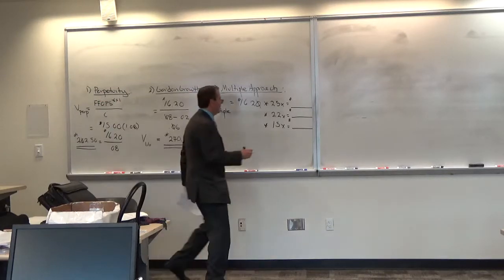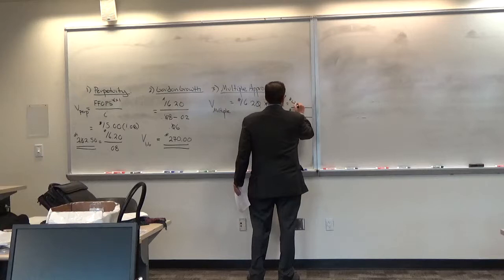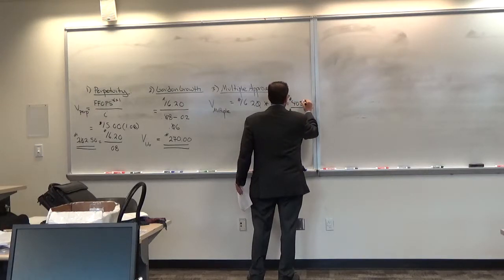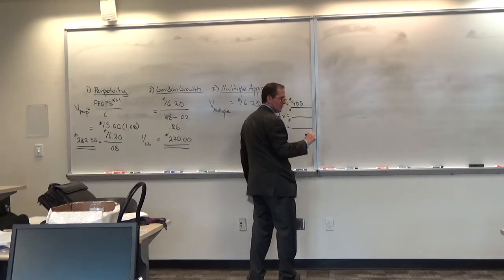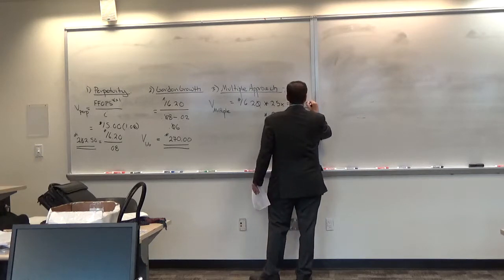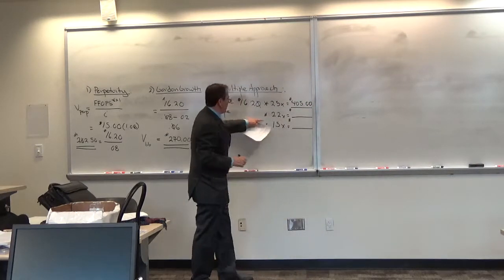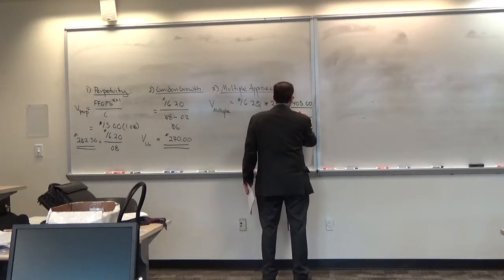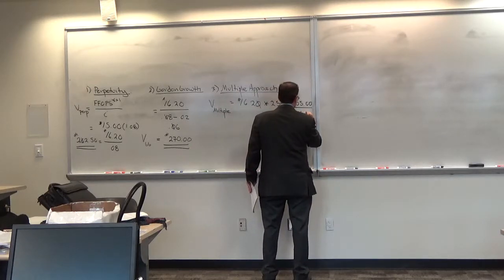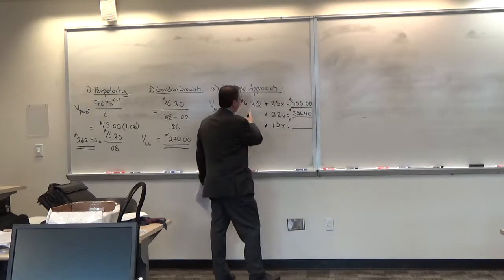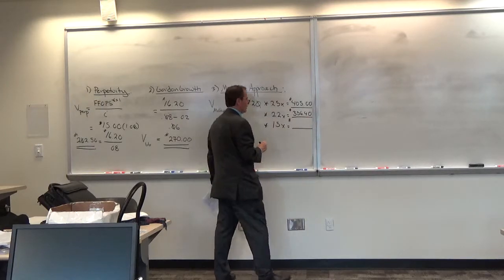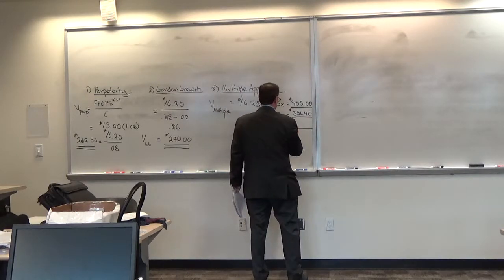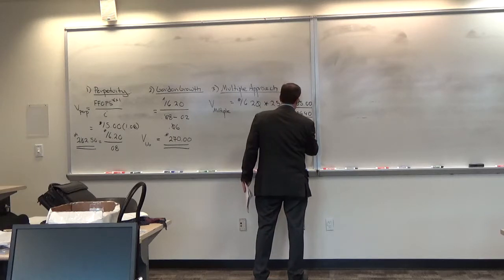What is it? 405. Is that correct? Yes. So 405? Any pennies? No. And then what's the 1620 times 22? 356.40. What is it? 356.40. Thank you. And what's 1620 times 15? 243. 24300.